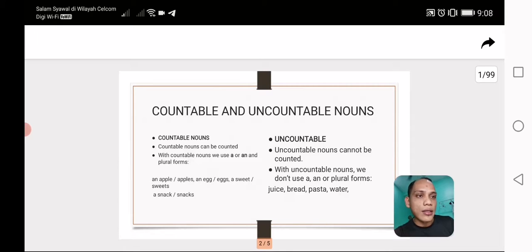It makes sense. Maksud tak boleh dikira kat sini ialah you cannot count juice. Kamu boleh kira juice ke? Air juice. It is impossible for you to count that. Bread, pasta, water. We cannot count water, right? So it doesn't have a, it doesn't have an, it doesn't have s at the back, so the word is retained. Dia gunakan perkataan asal dia. Boleh faham?